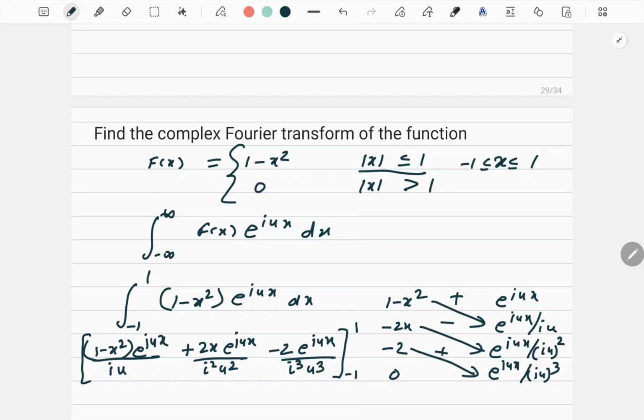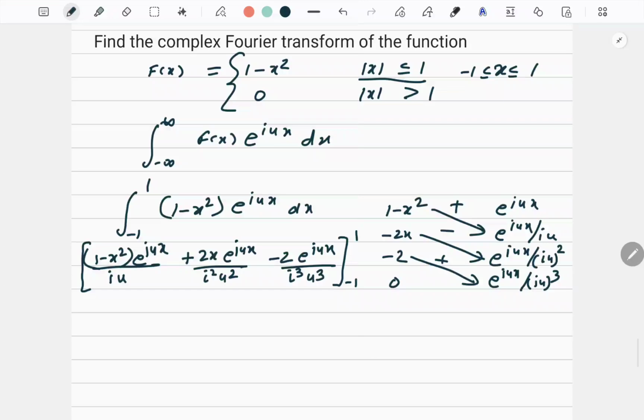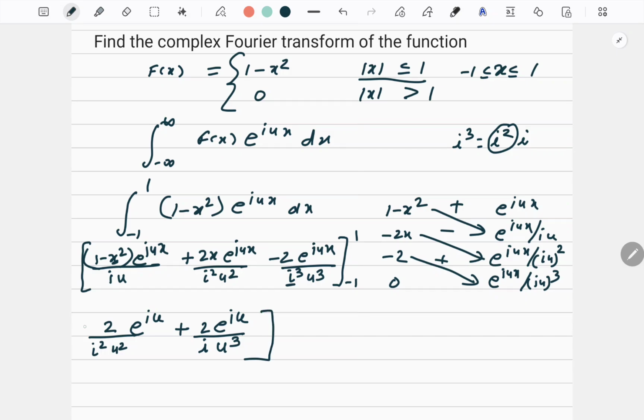Minus 1 to 1. So now let me put the limits. When we put the upper limit 1, because of this it will become 0. In the second term if I put, I'll get 2 i square u square e to the power iu minus 2 e to the power iu upon i u cube, and this will become plus. i cube is what? i cube is i square into i square is minus 1. So basically minus i. So that is the reason this minus became plus, and in place of i cube I am left with only i. Correct?